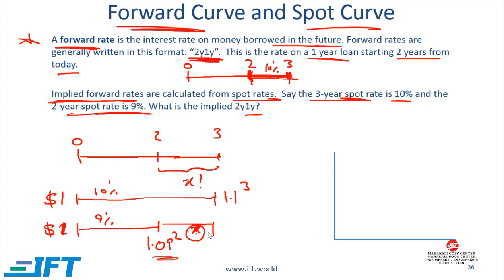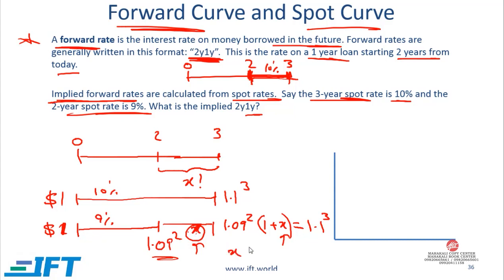So what you can say is the following: 1.09 squared times (1 plus x) equals 1.1 cubed. So this is saying that you invested x, or this percent, and you will get 1.1 cubed. In other words, whether you lock in your money for 3 years or you lock in your money for 2 years, get 1.09 squared, reinvest at this x%, you should get the same amount. This x% then is the implied forward rate.